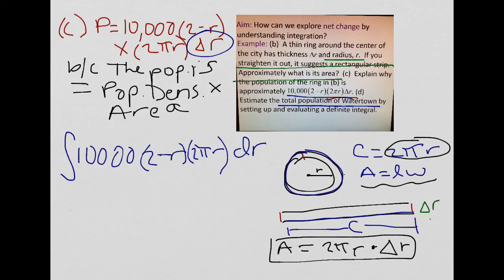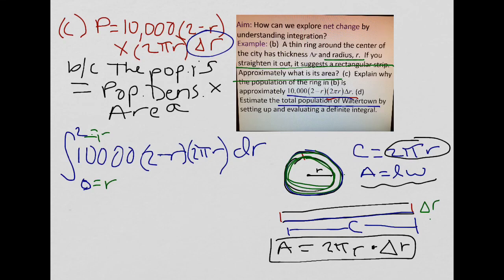Now we're going to do it from 0 to 2. The reason why we're going from 0 to 2, if you remember part A, and I know I erased it a while ago, we found that r is equal to 2 when we found what our city's radius is if the population density approached 0, and we want to start out with an initial value of 0 for r. So that's where the 0 and 2 are coming from, from the initial value and from our understanding of part A.